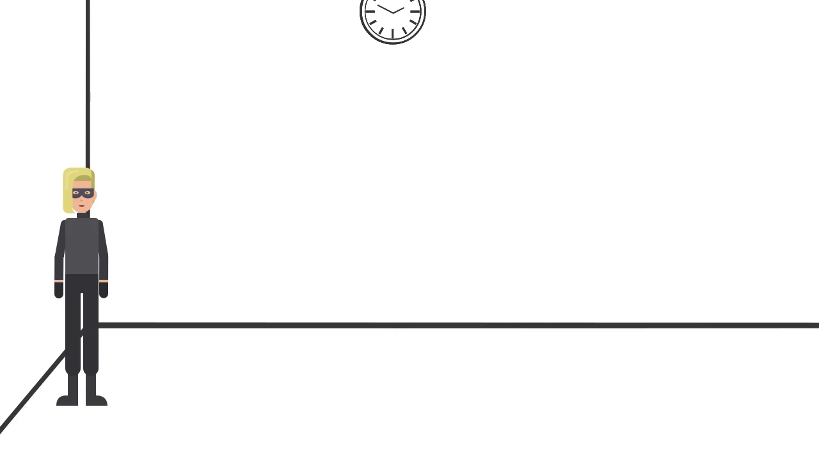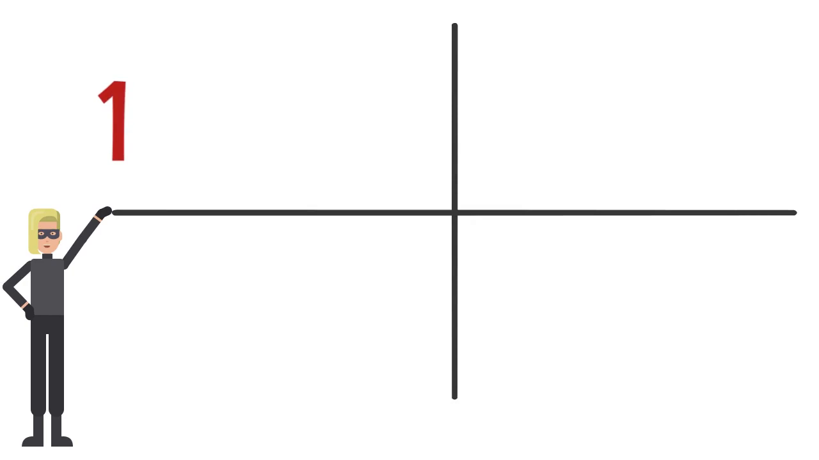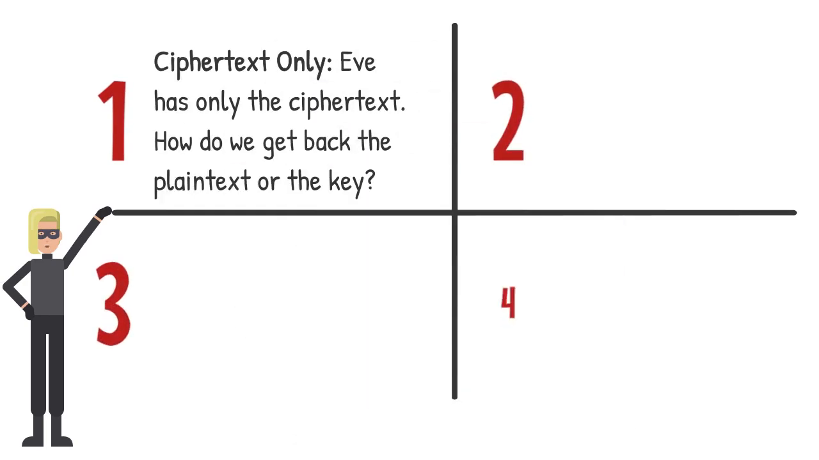Today we will look at the four main categories of attacks that I can use to try to understand and decode encrypted messages. Let us now look at the four main types of attacks. Ciphertext only. I have only the ciphertext. The challenge for us is how do we get back the plaintext or the key with only some ciphertext.